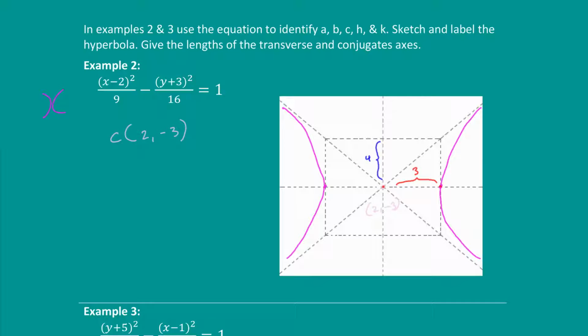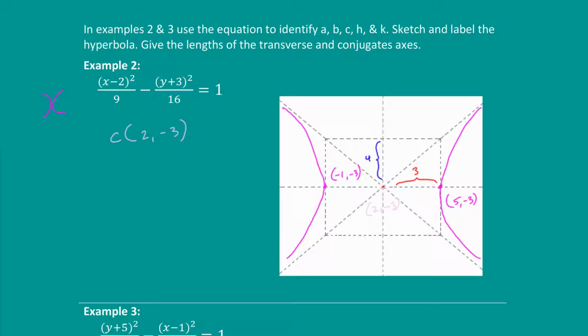So if I was to ask you, what is my vertex? Well, I know that I start at a center of 2, -3. I've gone over 3, so it's 5, -3 for that right there. And this one I know has gone back 3, so it's 2 minus 3, which would be -1, -3.